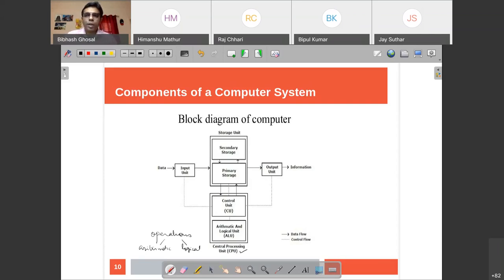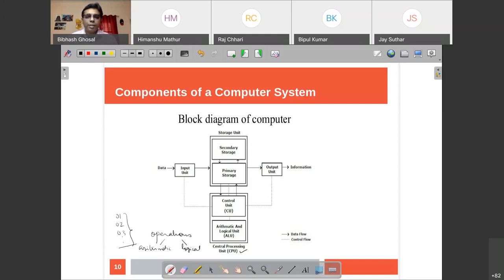Okay. But these operations cannot happen randomly. They have to be organized. They have to happen in a sequential way or in an ordered way. So there is a unit that controls the operations. There are not one, but many, many operations that have to be done. So this is operation number one, operation number two, operation number three. The order in which they have to be executed is decided by the control unit.